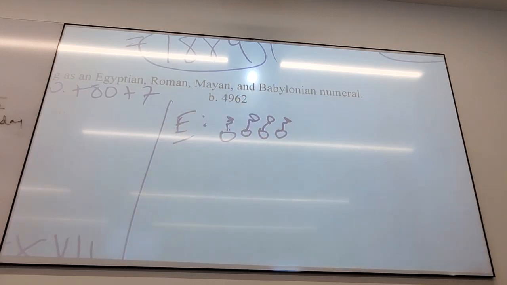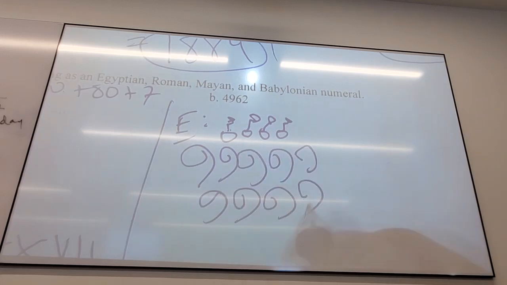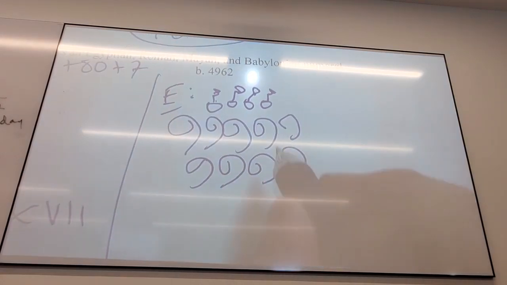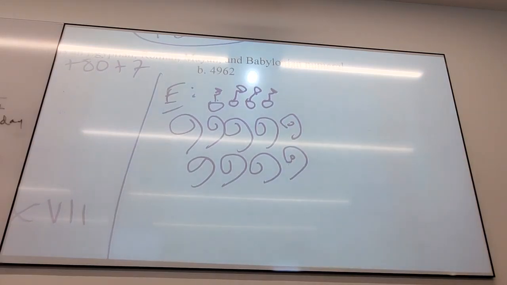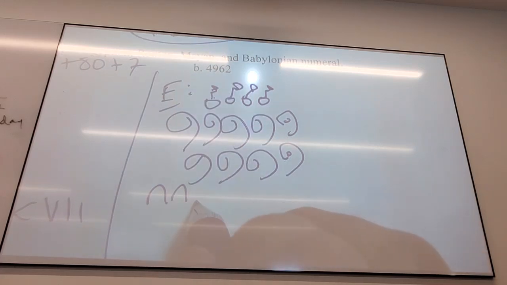900 would be 9 scrolls. 1, 2, 3, 4, 5, 6, 7, 8, 9. Not scrolls. No secret wars going on. 60. So I need 6 whats? Heel bones. 1, 2, 3, 4, 5, 6. And then 2 staffs. Okay, Egyptians.